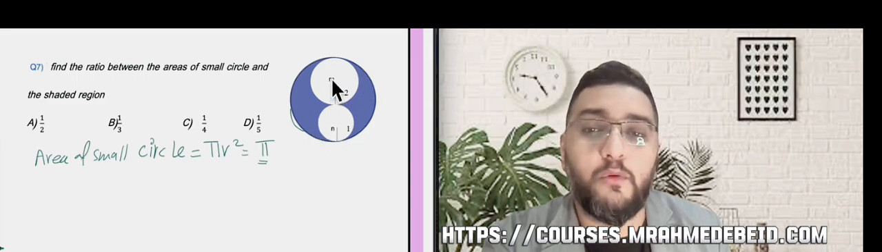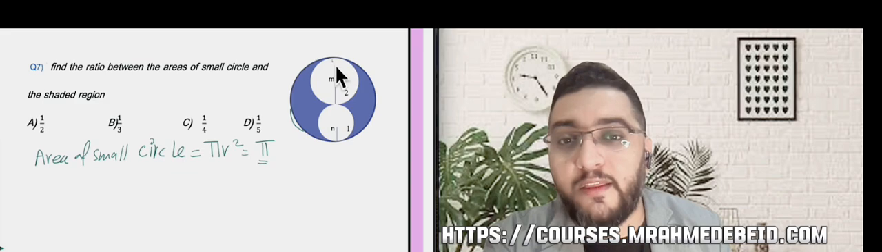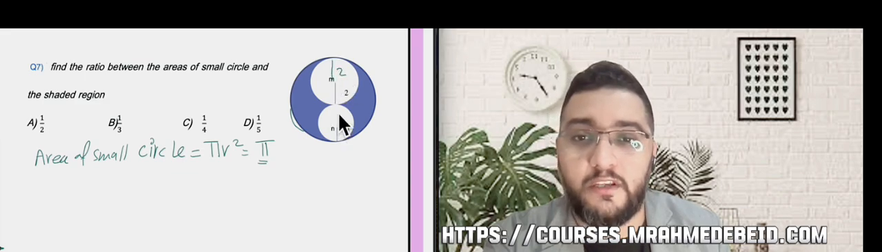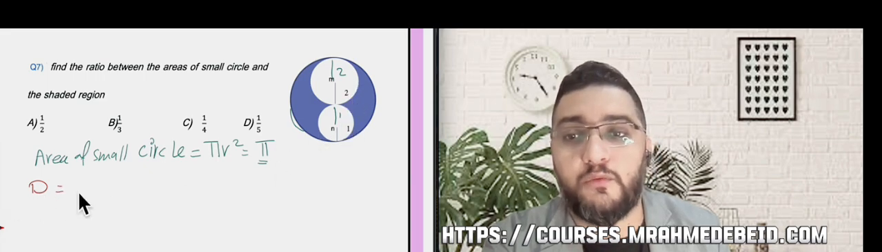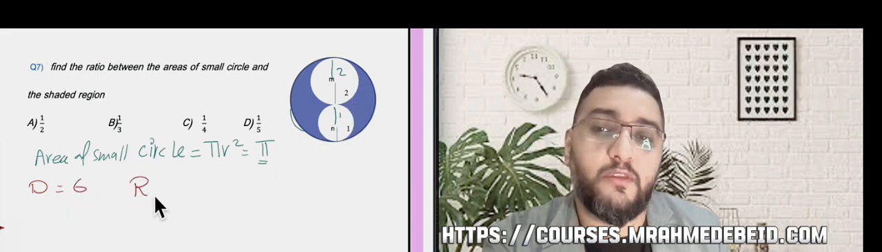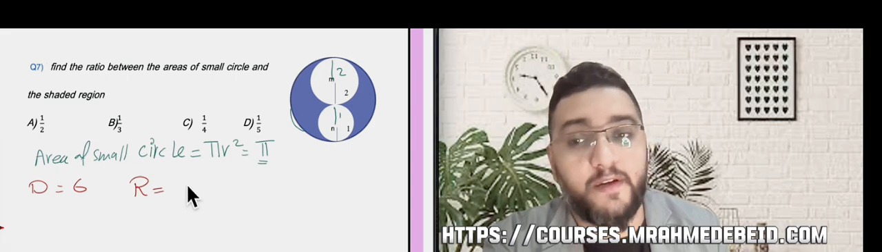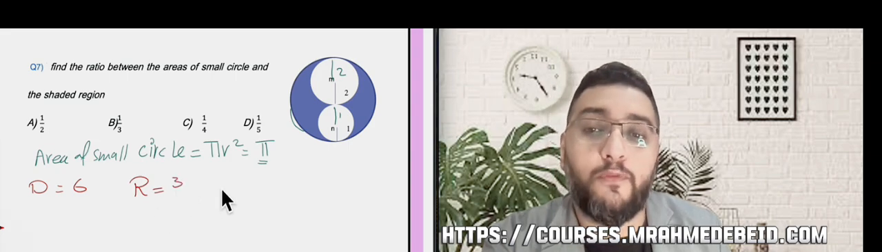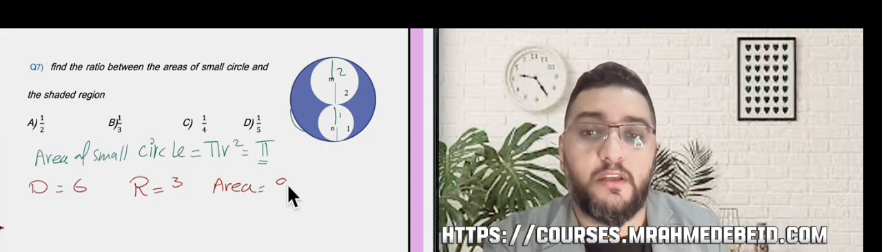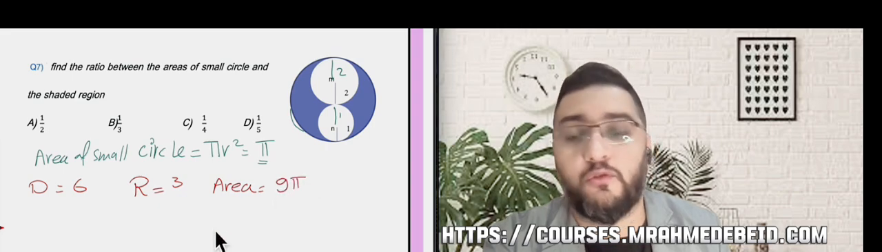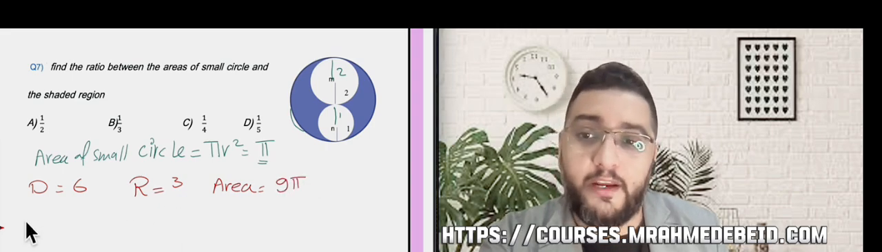To find its area, you will find the radius. So we can find the diameter. This is 2, this is 2, this is 1, this is 1. So the diameter length will be 2 plus 2 plus 2, which equals 6. As you know, the radius is half the diameter, so it will be 6 divided by 2, which equals 3. To find the area, it will be pi r squared, which is 3 squared times pi, so it will be 9 pi.